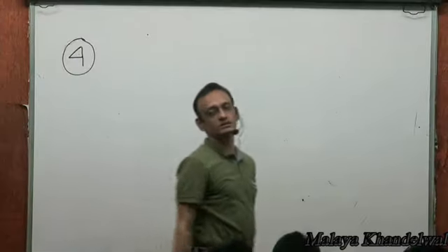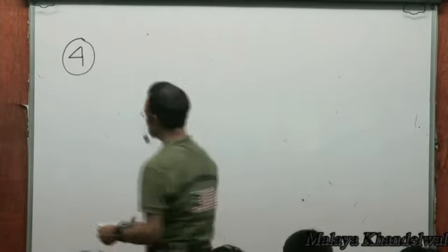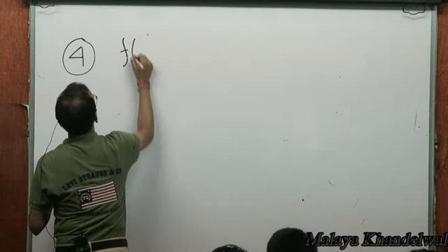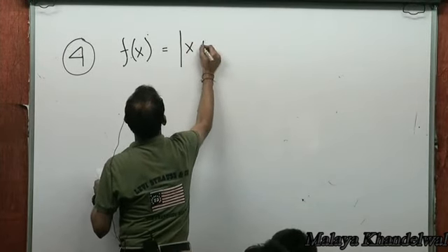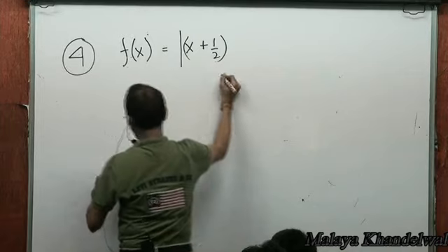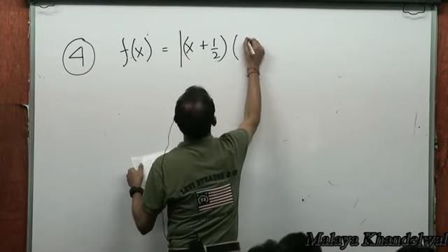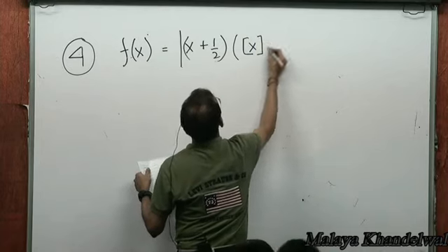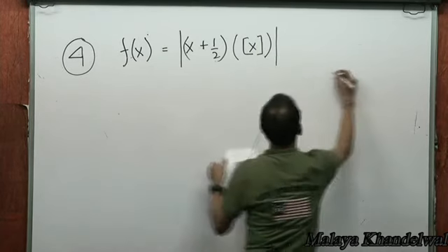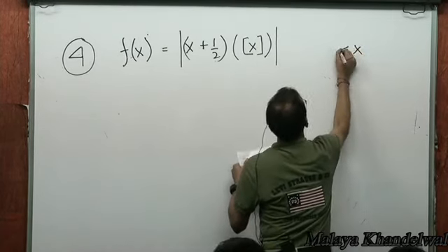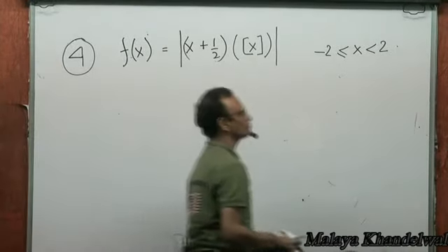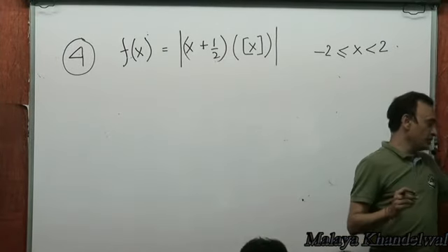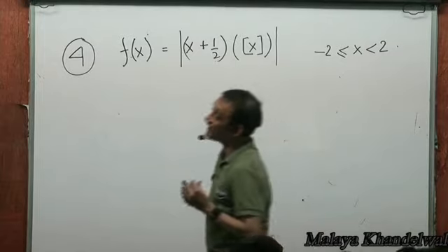Your attention, please. f(x) is mod of x plus half into box x, for x lying in the interval minus 2 to 2. I want to examine this function for continuity and differentiability wherever applicable.